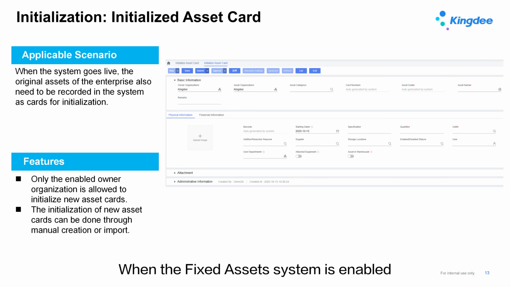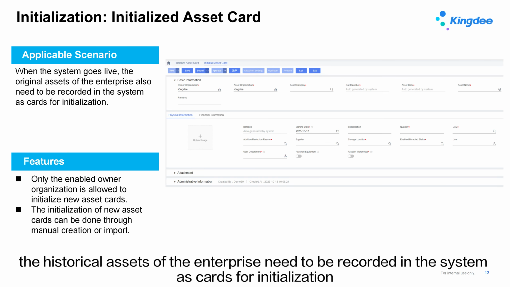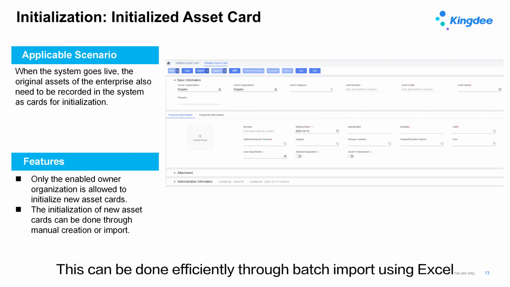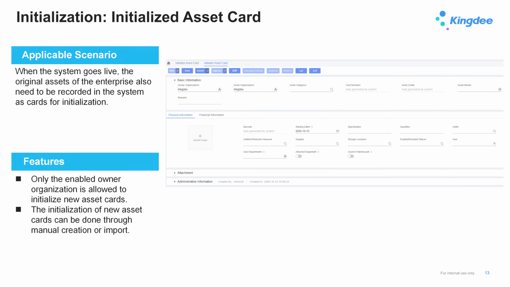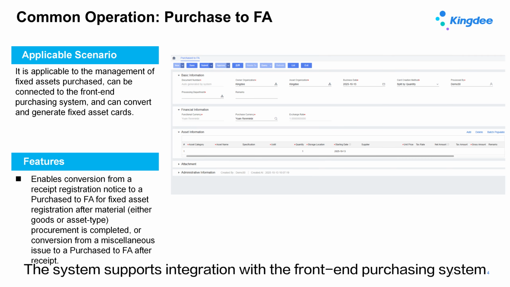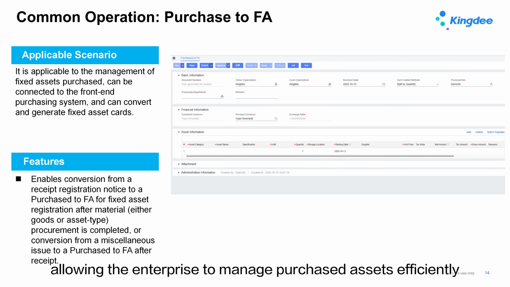When the fixed assets system is enabled, the historical assets of the enterprise need to be recorded in the system as cards for initialization. This can be done efficiently through batch import using Excel. The system supports integration with the front-end purchasing system, allowing the enterprise to manage purchased assets efficiently.